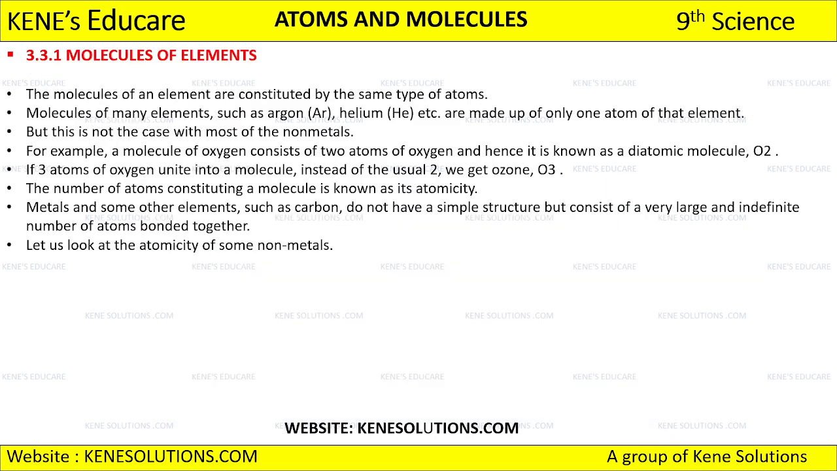In the next class, we are going to study molecules of elements. What exactly are the molecules of elements? We have argon and helium. They are all made up of only one atom of the element, but they are non-metals. We will discuss molecules of elements with respect to metals and non-metals as well, and we will even discuss what atomicity is. The number of atoms constituting a molecule is known as its atomicity.